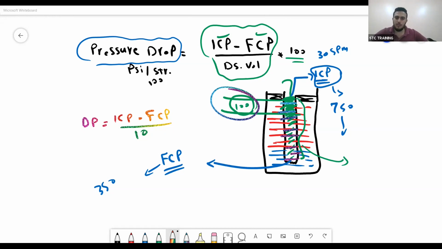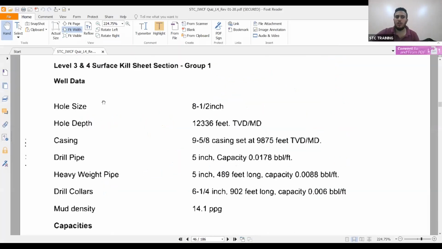So please open the page number. Let me check with you. I think 46 or something like this. Yes, page 46, guys. Let me share this with you. Here, page 46 in our quiz book.